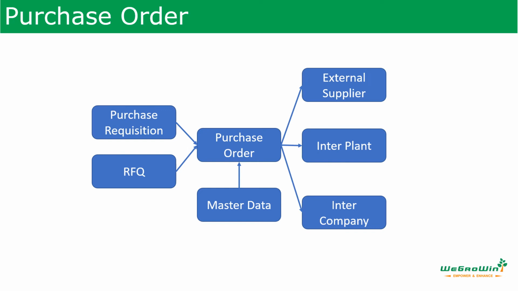Once the purchase order is created, if it is an external supplier, a printout will be taken and sent to them. If it is interplant, mostly it is transferred through the system itself. Intercompany also is through the system.